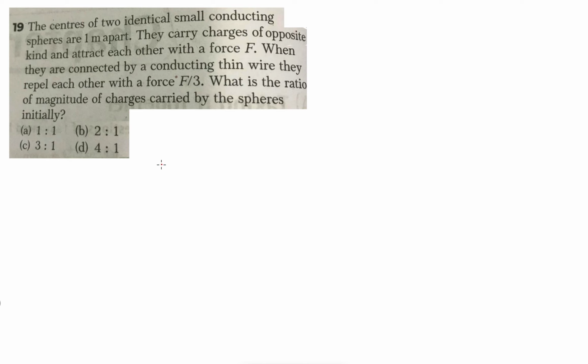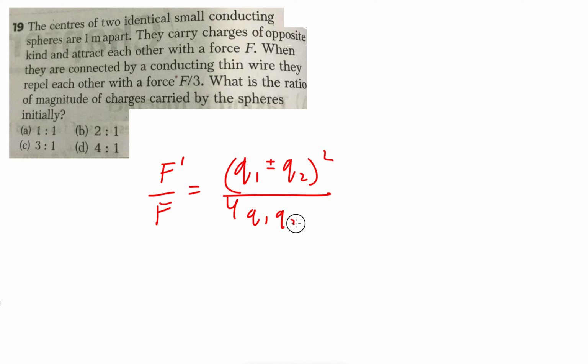So if you have to put in the option, we just put it in the first go itself. If you have to work it out and you don't want to put in the option, suppose it was a numerical type question, which doesn't happen in NEET, so you don't have to worry about it. But suppose you have to put in the option, then f dash by f is equal to (q1 plus or minus whatever it will be q2) whole square divided by 4 q1 q2, and they have asked what the q1 by q2 ratio is. That is the question, right?